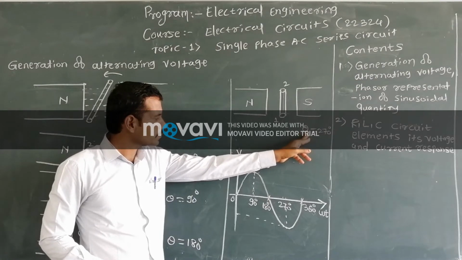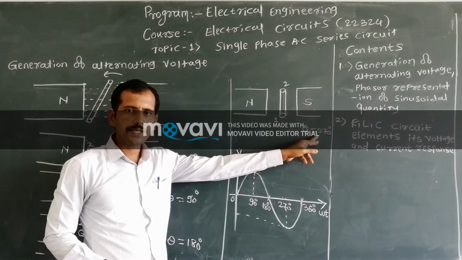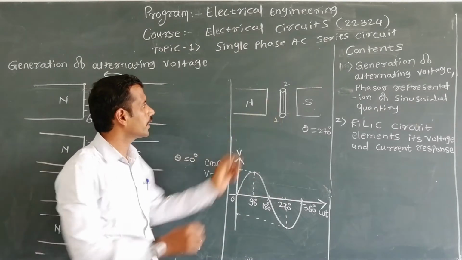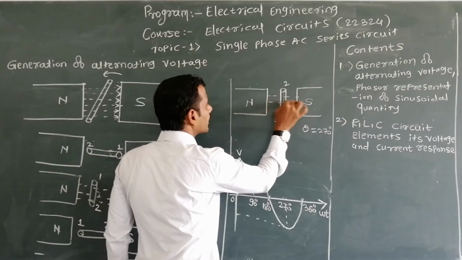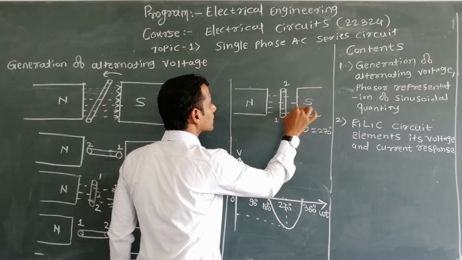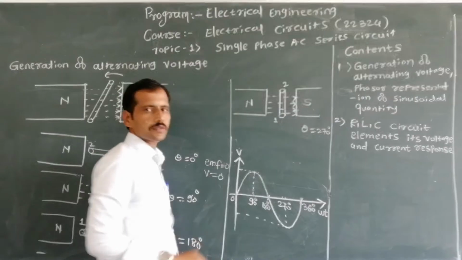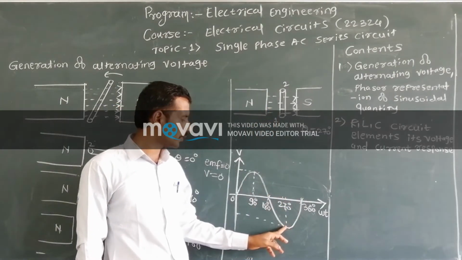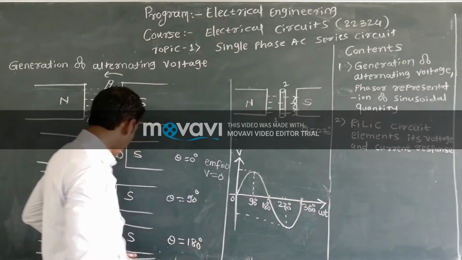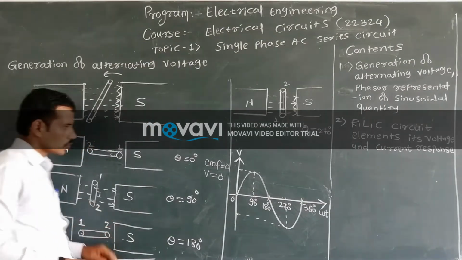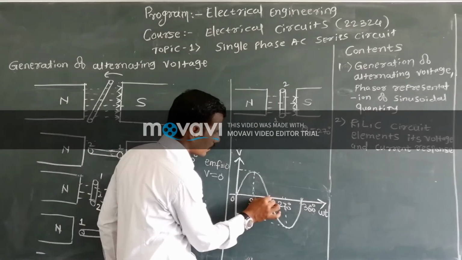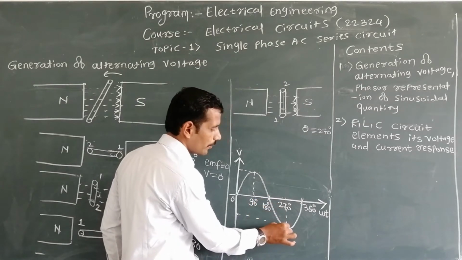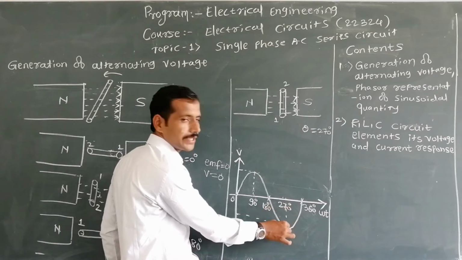Fourth position, theta equal to 270 degree. At this condition again conductor and magnetic flux both are perpendicular to each other. Therefore maximum EMF will be induced. As the conductor is rotating, flux is cutting.